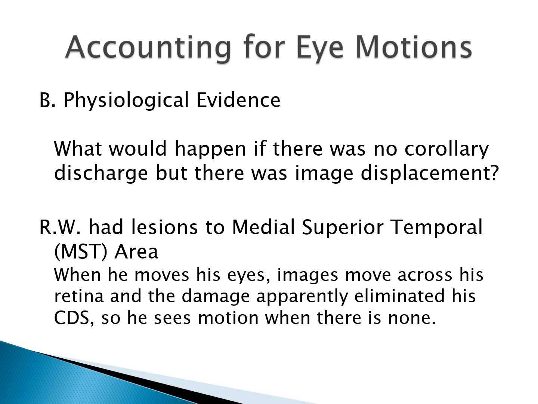He had lesions to his medial superior temporal area. Hope I said that whole thing right this time. So that's the top part of the temporal lobes, but towards the center. When he moves his eyes, the images are moving across the retina, just like when we all move our eyes, but because of this damage that eliminated his corollary discharge signal, or the receiving of that in the brain, he is now perceiving motion out in the world when there is no motion out in the world.